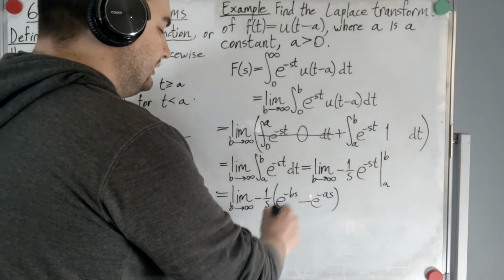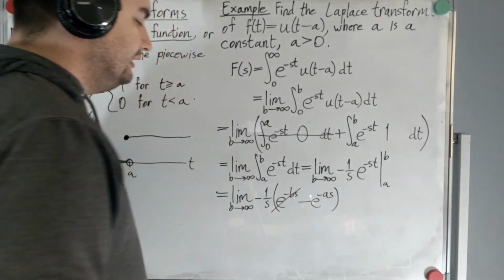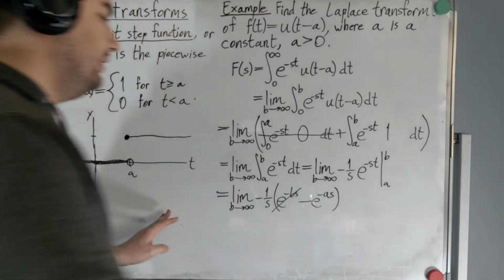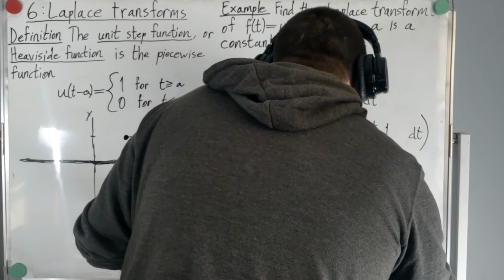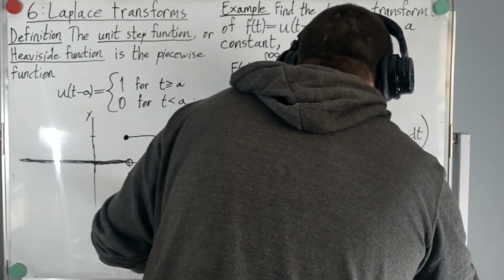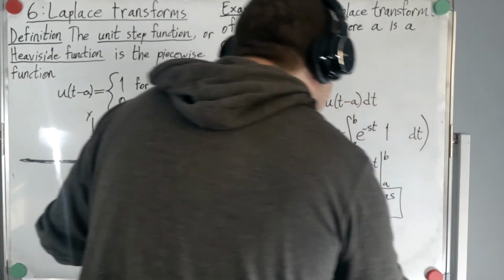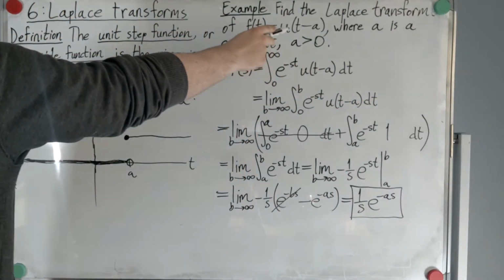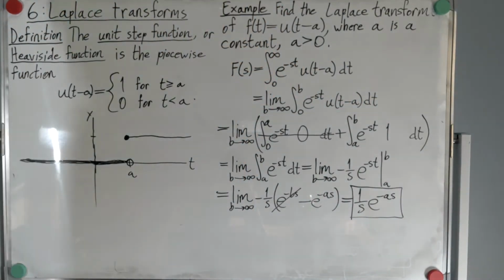So as b approaches infinity, this thing just approaches 0. And what we end up with here is 1 over s, e to the negative as. And that is our Laplace transform of u of t minus a. Okay?